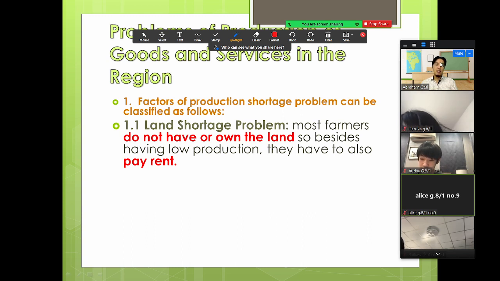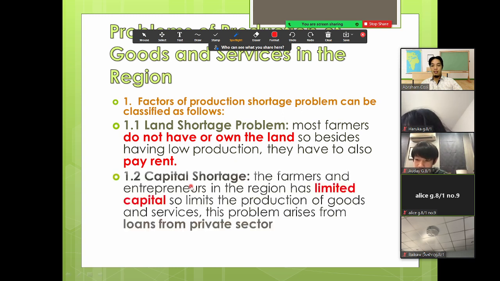This doesn't only apply to farmers. Let's say entrepreneurs who are doing businesses. In my experience, some of the problems of entrepreneurs are the rent, because they have to pay for the space they occupy when they do business, or when they sell somewhere.